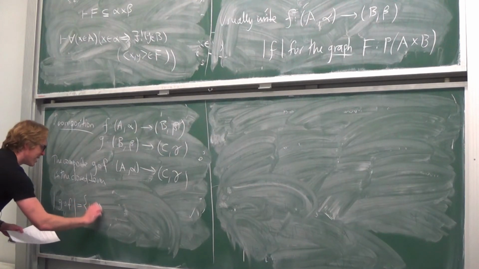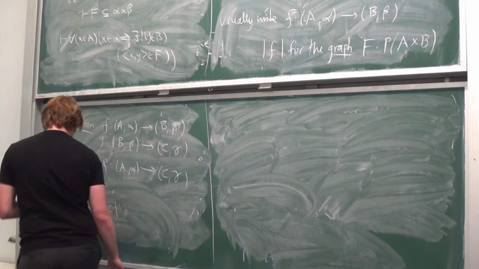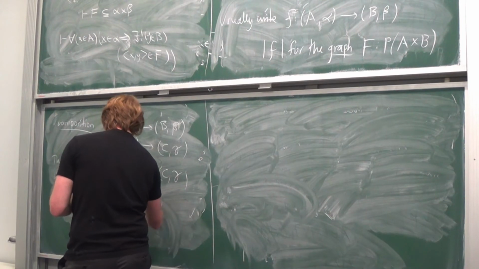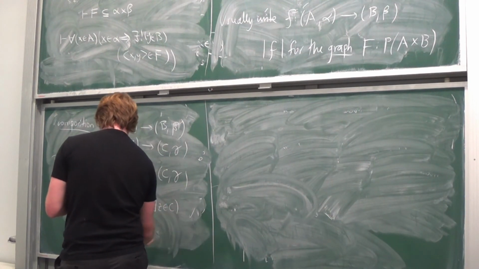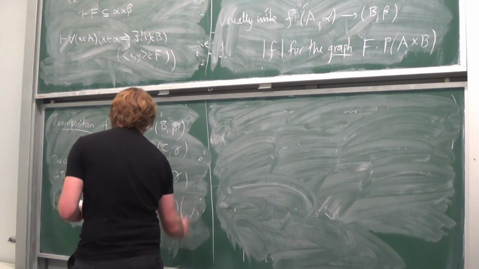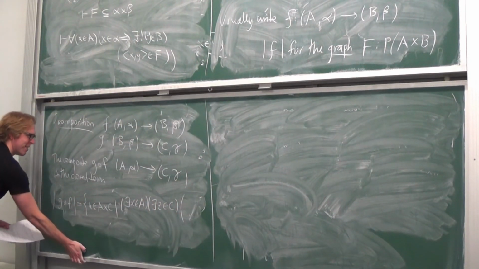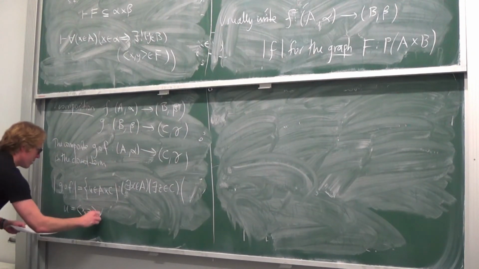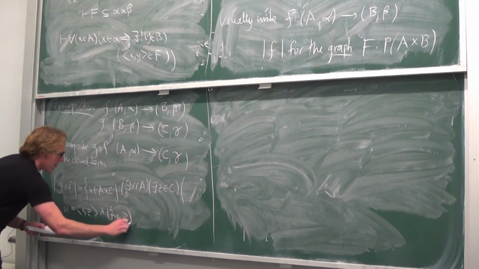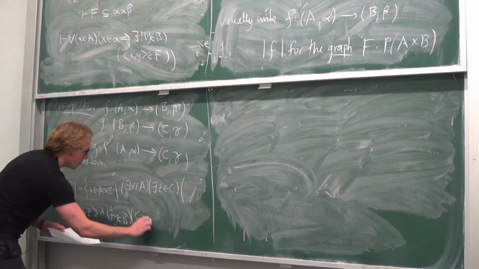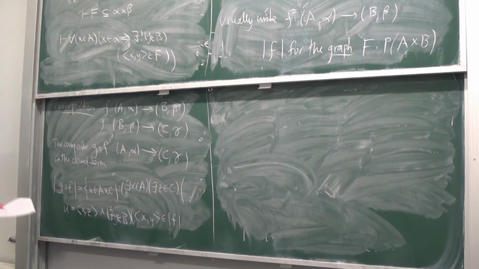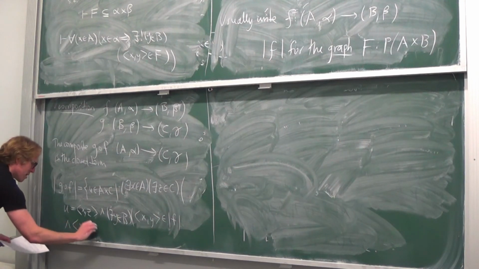So it's the U in A cross C such that there exists an X and there exists a Z, open bracket, U is equal to X cross Z, and there exists Y such that XY is in the... here we have to think a little bit about representatives to be careful, right?